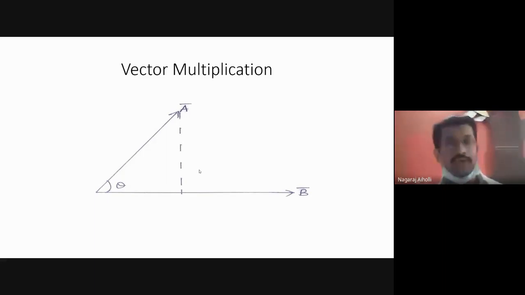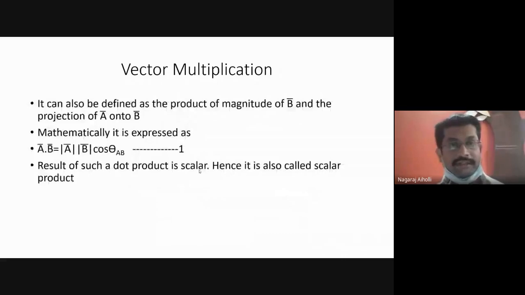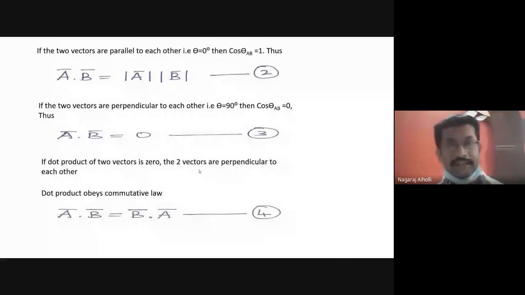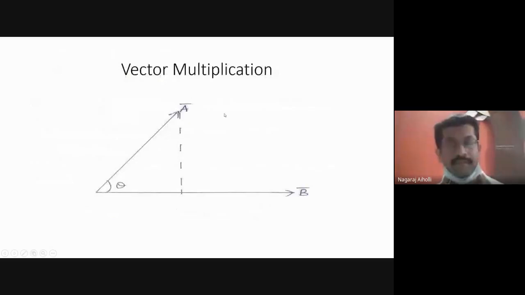Cos 0 is 1. Therefore, the dot product of A vector and B vector is equal to the magnitude of A vector into the magnitude of B vector. That is, if two vectors are parallel to each other, theta equals 0 degrees, then cos theta is 1. Hence A bar dot B bar is the magnitude of A into the magnitude of B. Take it as the second equation. Now, let us take one more concept here.